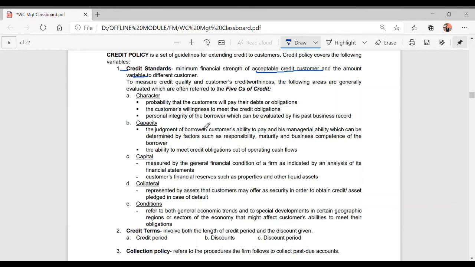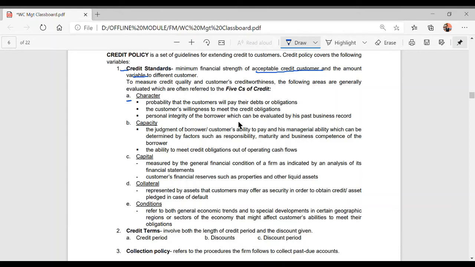So the first one is character. So character refers to the probability that the customers will pay their debts or obligations. So, it's the customer's willingness to meet the credit obligations or the personal integrity of the borrower, which can be evaluated by his past business records. So, sa character means katong kinaiya mismo sa mong customer.